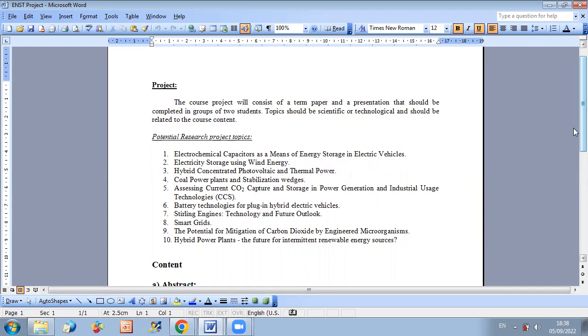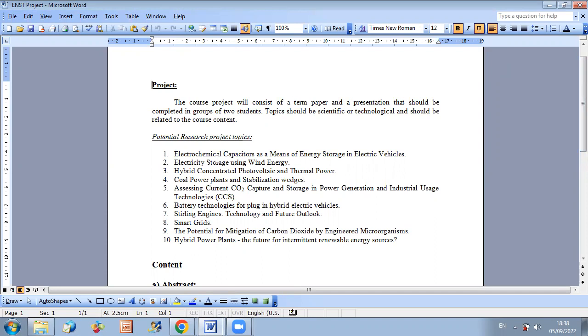Another possible topic is electricity storage using wind energy. So you can work on wind energy as a possibility. You can work also on hydropower because electricity storage can be used with several renewable energies. One of them is wind energy, but you can also use hydropower. You can use also solar energy. So how we can store electricity from different kinds of renewable energies.